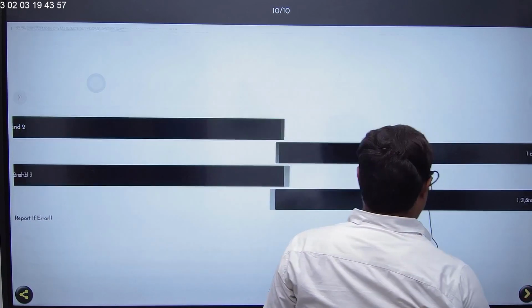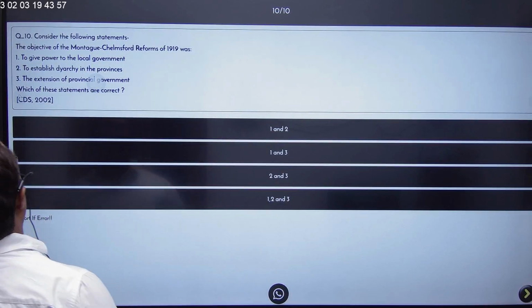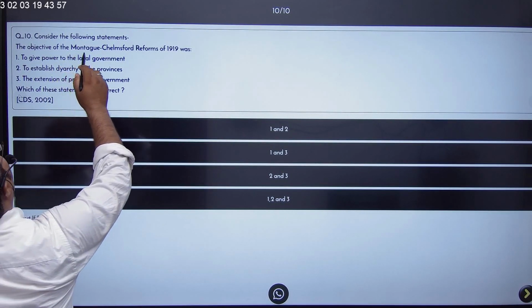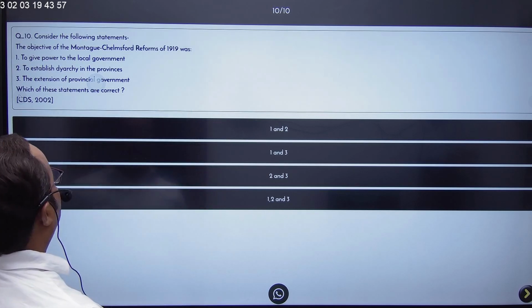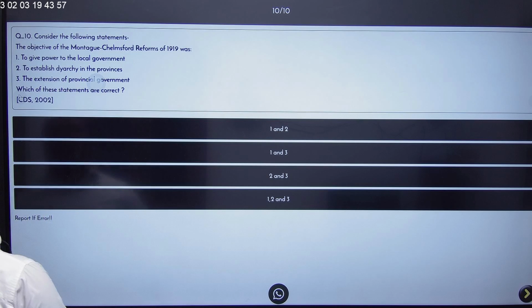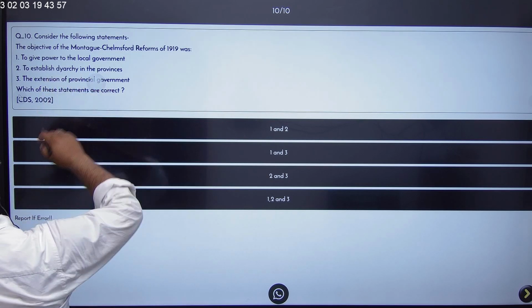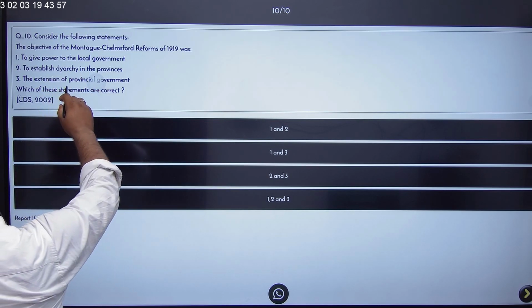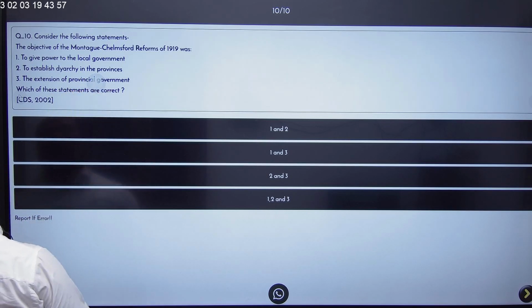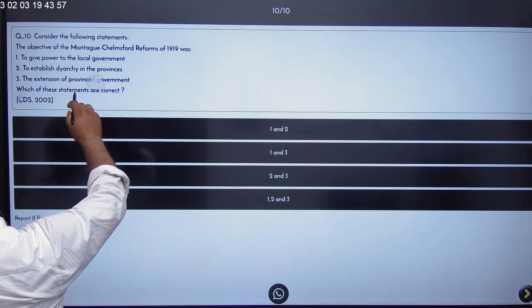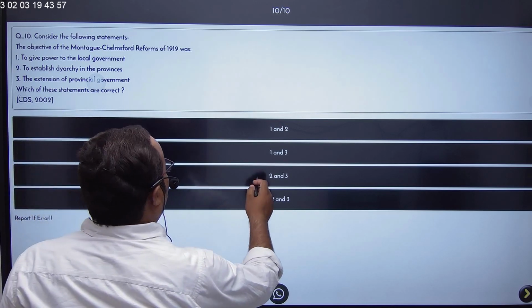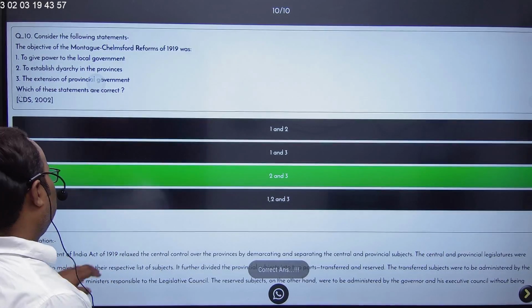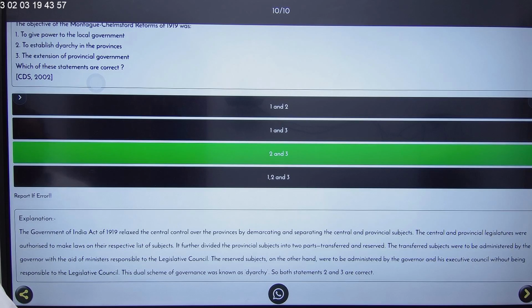So the next question, the last one, is given here. The objective of the Montagu-Chelmsford reform of 1919 was, what was that? That was to give power to the local government is incorrect. To establish dyarchy in the provinces is correct. The extension of provincial government, that is correct. So 2 and 3 is correct. So the correct answer is given here, but we are going to study the explanation.